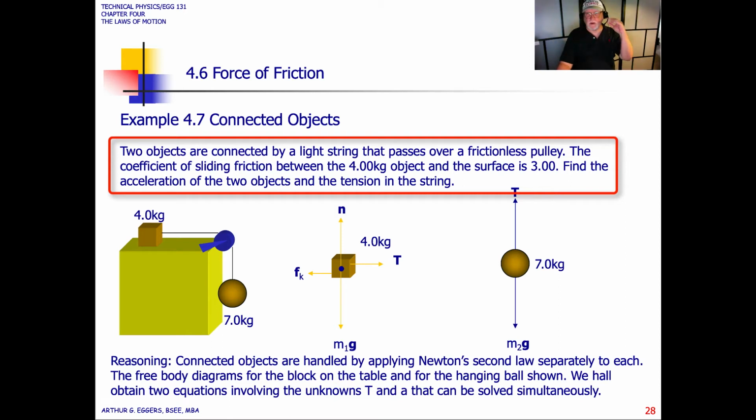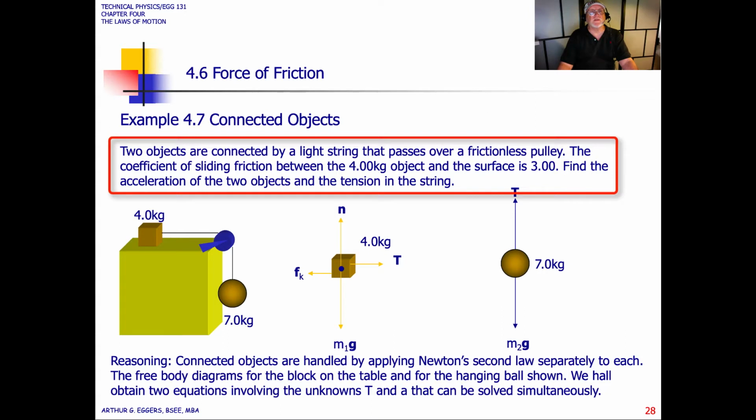Okay, let's take one last look at a little more complex problem here. This problem involves three parts of this system. So in order to do this, we've got to break it apart into its pieces, create a free body diagram for each piece, and then put it all back together.